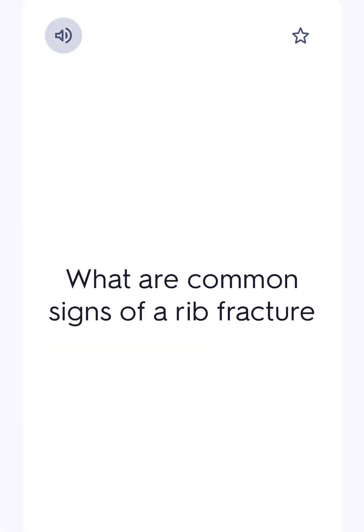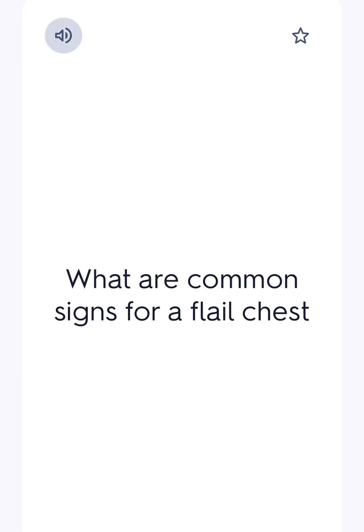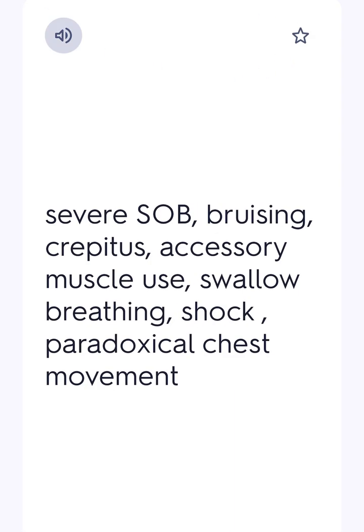What are common signs of a rib fracture? SOB, pain when coughing or breathing, guarding, shallow breathing, point tenderness. What are common signs for a flail chest? Severe SOB, bruising, crepitus, accessory muscle use, shallow breathing, shock, paradoxical chest movement.